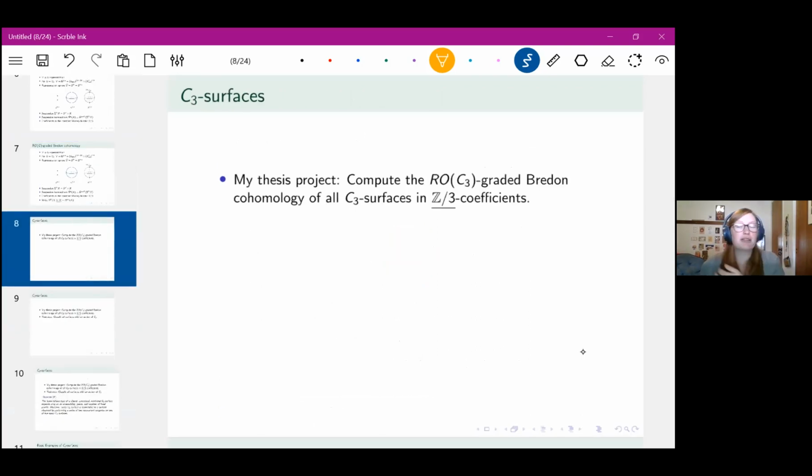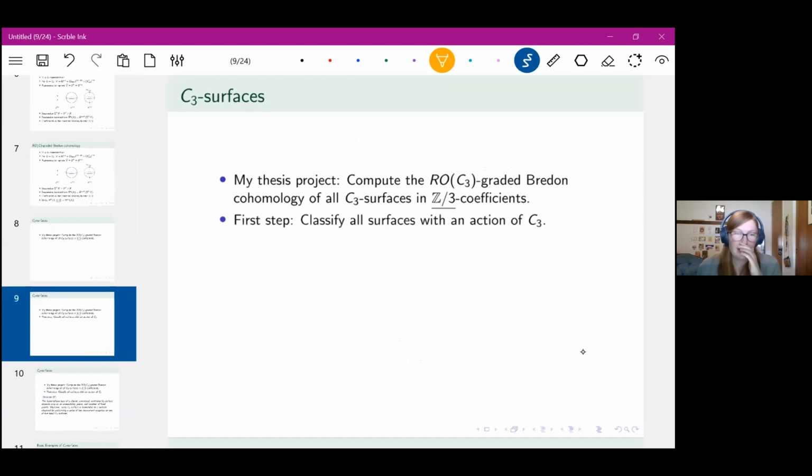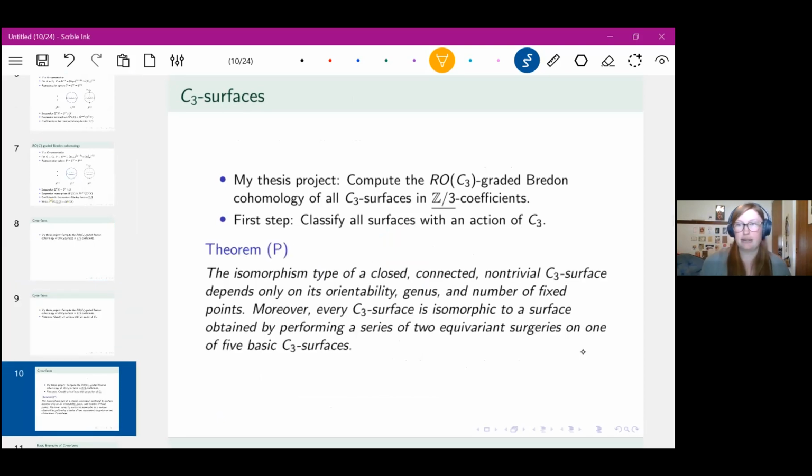So my goal of my project was to compute the cohomology in this theory of all surfaces with an action of a cyclic group of order 3. And the first step here is to understand what all these surfaces are, to classify all these surfaces. This classification problem is classical, but I wanted to rederive a classification that was more accessible and more geometric in nature. And I did this using equivariant surgery methods.